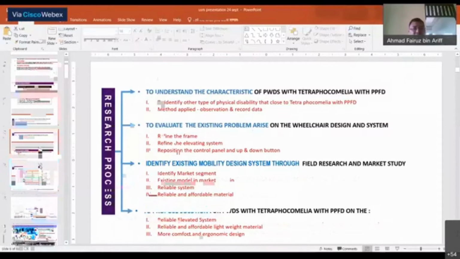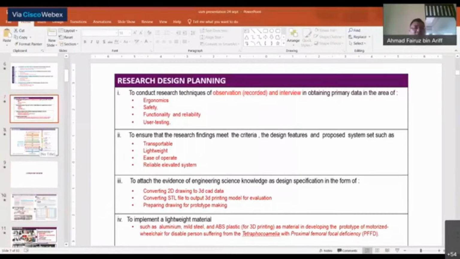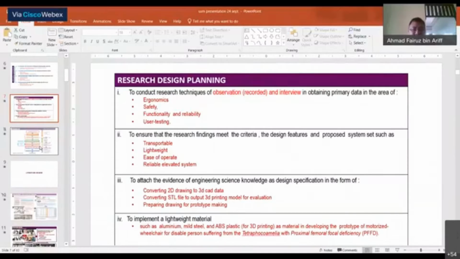The research design plan is to conduct research techniques, observation, or recorded interviews in the areas of ergonomics, safety, functionality, reliability, and user testing. Number two, to ensure the research findings meet the criteria, the design features and proposed system are set as transportable, lightweight, easy to operate, and a reliable elevated system.